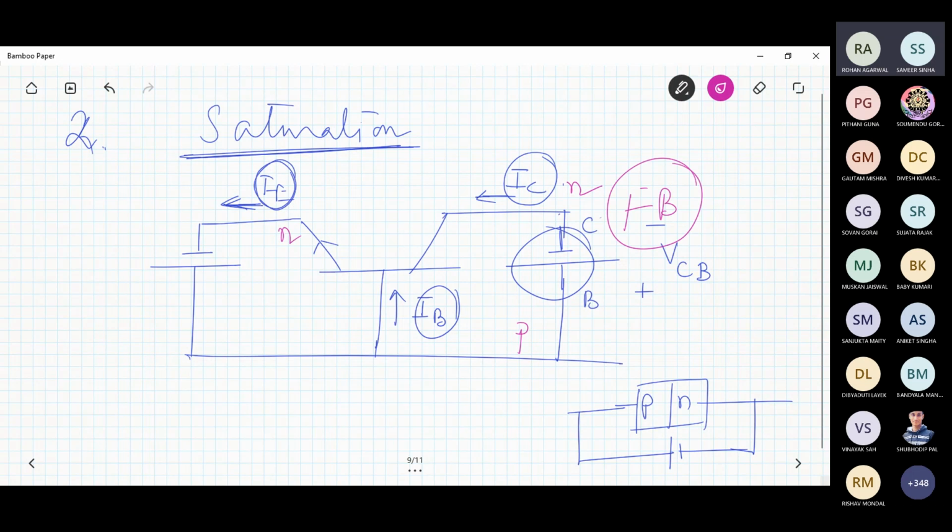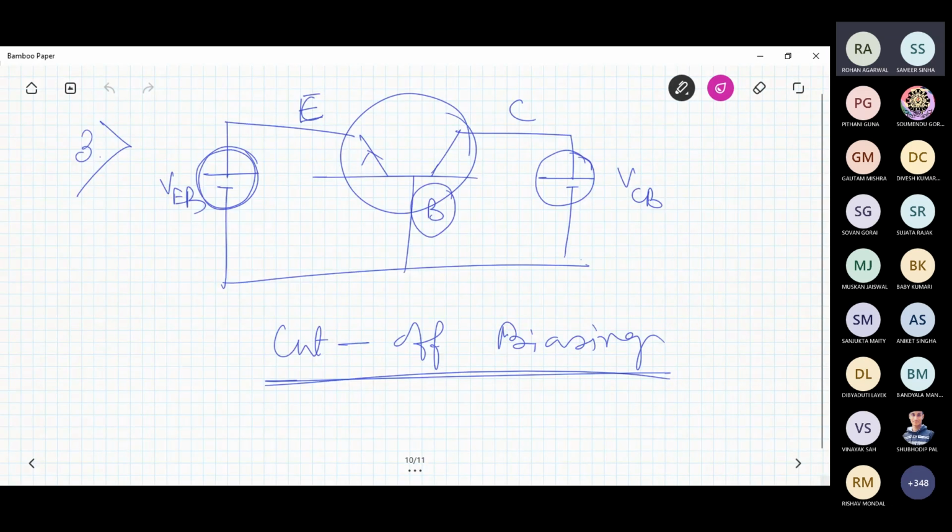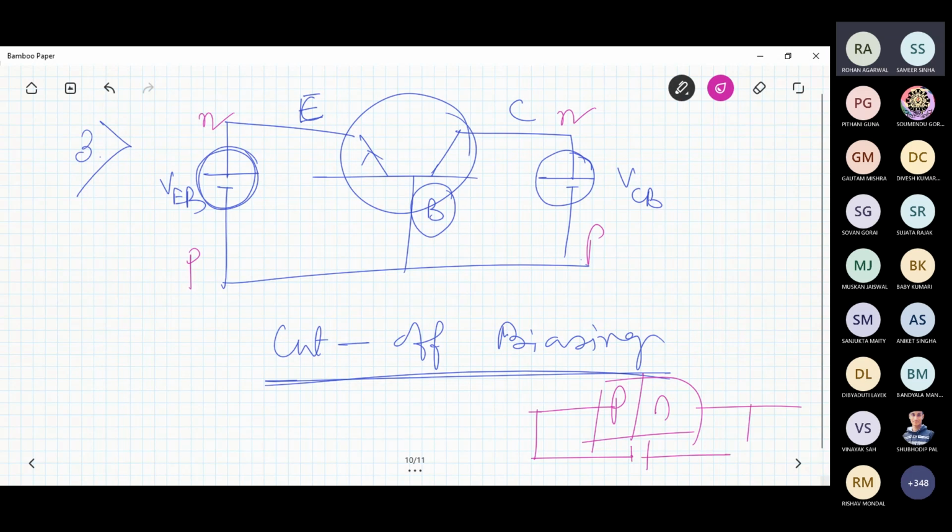Here it is N because it's an NPN transistor, and this side is P. N is positive, so this region is also forward biased. So when both junctions are forward biased, the working domain is called saturation. And when both junctions are reverse biased, look at this: this is N type, this is P type, this is N type, this is P type. If I put a reverse bias, that means P will be facing negative, N will be facing positive.